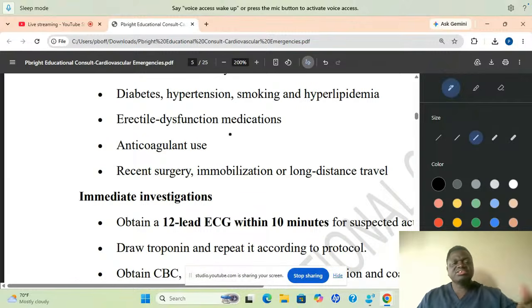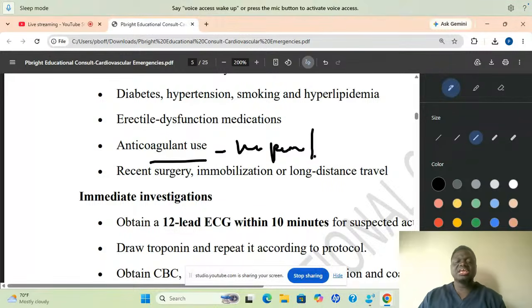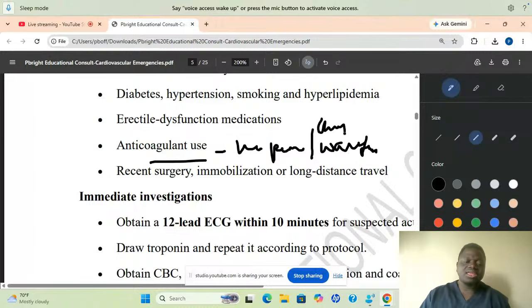Do you have any erectile dysfunction or use any erectile dysfunction medications? Are you using any anticoagulant, heparin, aspirin, warfarin? Are they using it in the house? Are they taking clopidogrel? Are they taking apixaban? So all these ones you check.